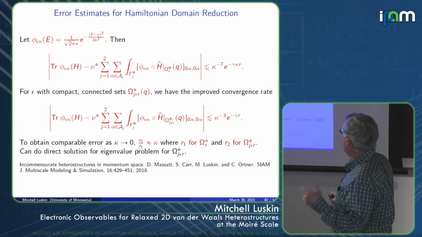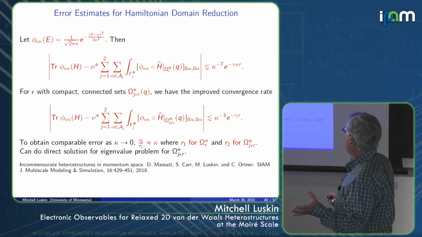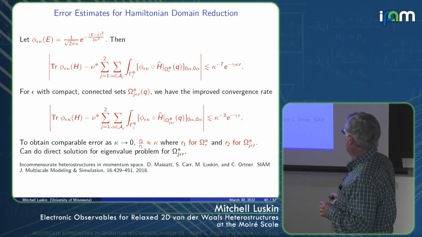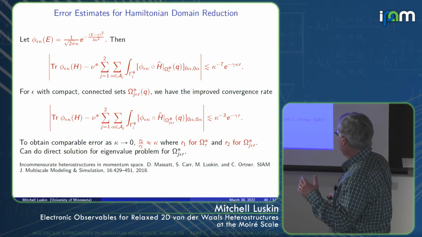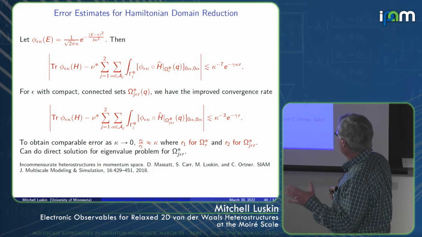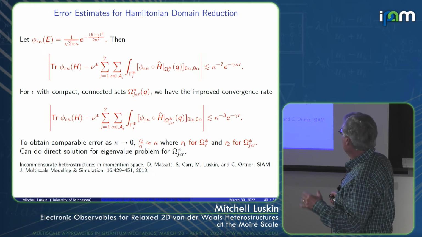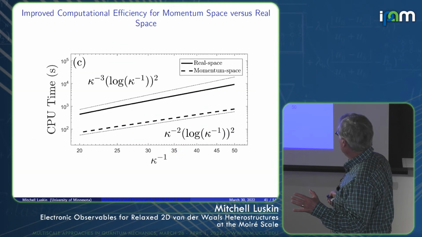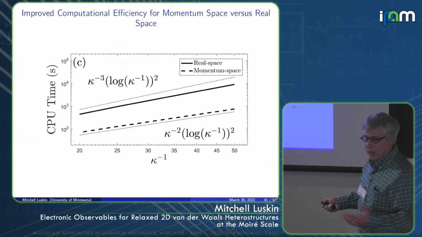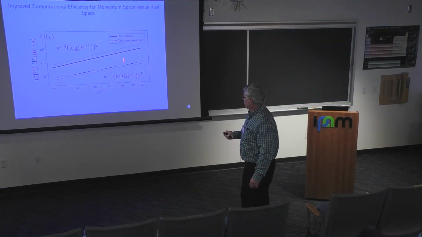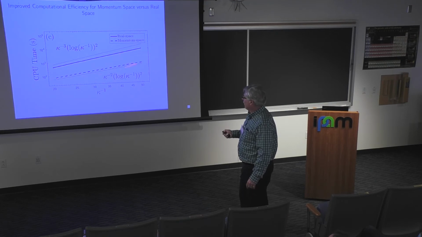And so to compare, if you want to have comparable error in the real space and momentum space with our little cutouts, then that's really proportional to this kappa, the accuracy you're seeking. This is just a graph demonstrating momentum space versus real space, different rates of convergence as we go for, actually it's more CPU time.